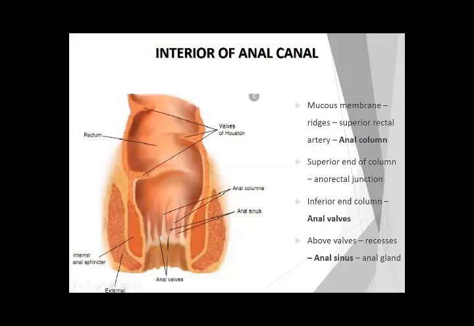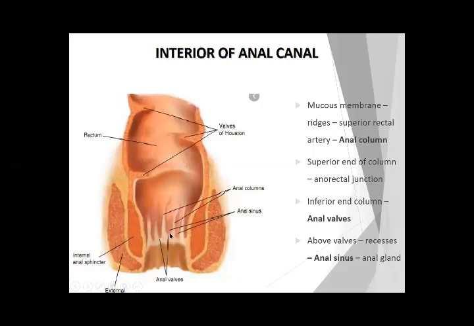At the inferior end of the anal canal, ये देख लीजिए, ये inferior end of the anal canal. बेटा, the inferior ends of the columns are joined together by folds of mucous membrane over here. These folds of mucous membrane joining the adjacent columns are called anal valves. So here, anal valves. This is the anal valve. Simply folds of mucous membrane joining the columns. Okay? Immediately above the anal valves, these are the recesses. Simply gaps. They are called anal sinuses.